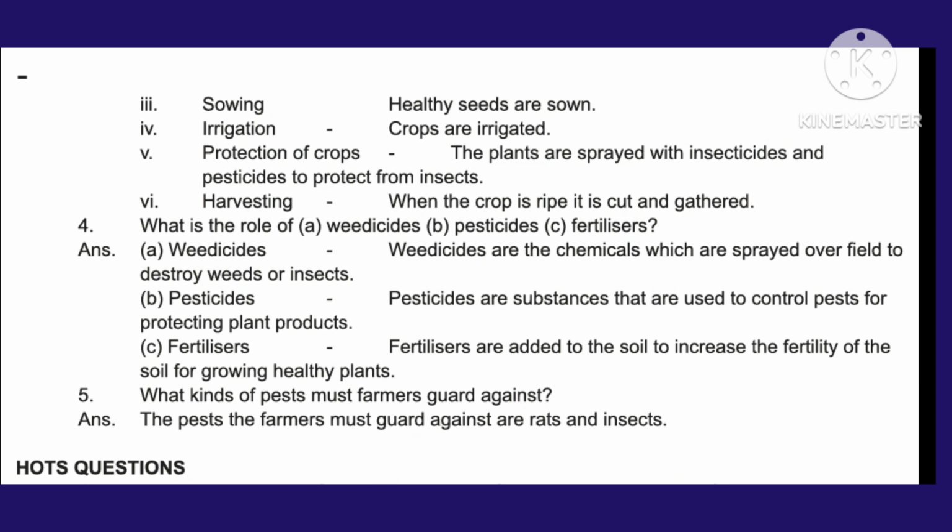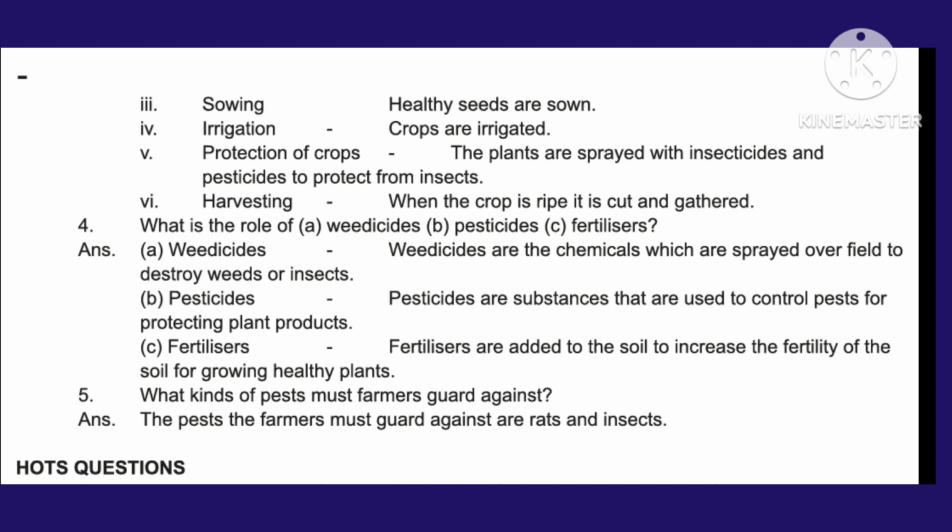Fourth question. What is the role of A. weedicides, B. pesticides, and C. fertilizers? A. Weedicides are the chemicals which are sprayed over fields to destroy weeds or insects. B. Pesticides are substances that are used to control pests for protecting plant products. C. Fertilizers are added to the soil to increase the fertility of the soil for growing healthy plants.